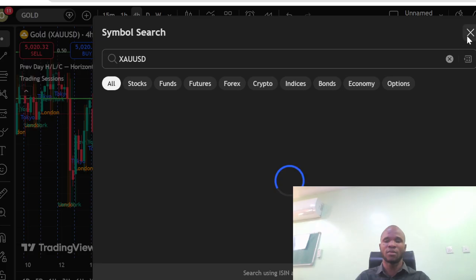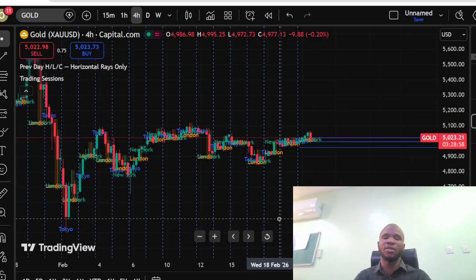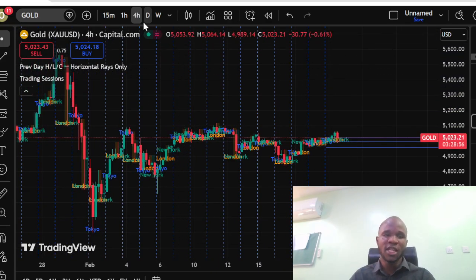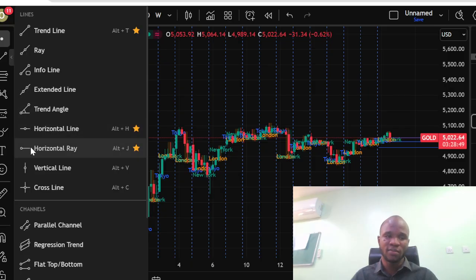Oh, okay, so I think my network. So now this is a chart. Let me show you something. So there was a very strong resistance level at this point.